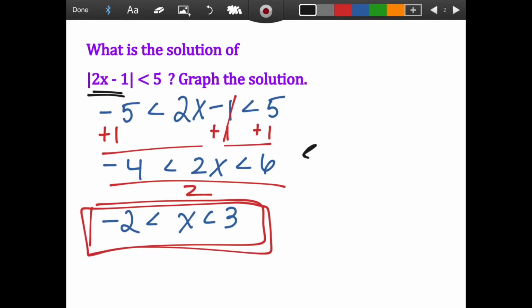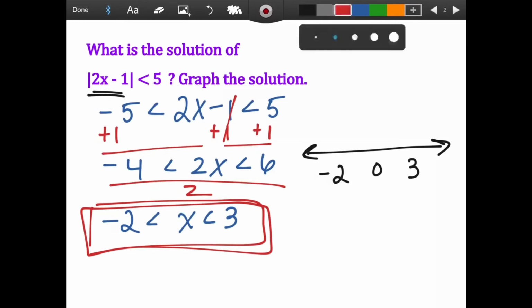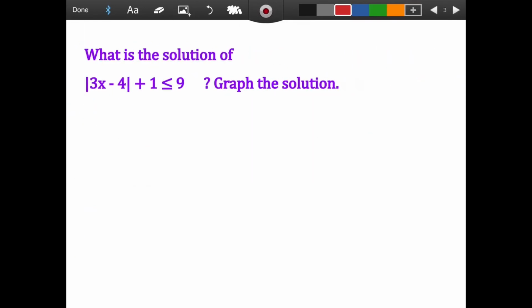When we graph the solution on a number line, we're going to have three values, negative 2, 0, and 3. Three values are fine when you're graphing on your number line. We're talking about less than and greater than, so we're going to have open circles at both of these solutions. If we start reading from the middle, we have x is greater than negative 2, which means we're shading to the right, and x is less than positive 3, so we're shading to the left. So our solution is just going to be between negative 2 and positive 3, not including those values for this absolute value inequality.